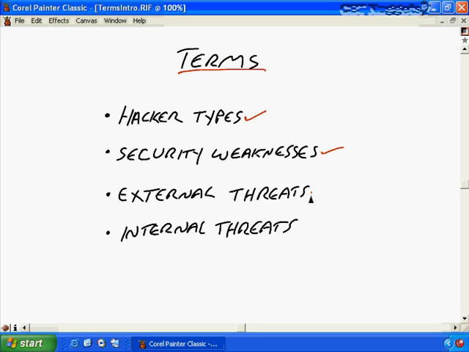We'll also take a look at external threats, and from the perspective of a certified ethical hacker, what role do you play when you're trying to attack a company, again, of course, with its permission? What role do you play when you're making an external attack? Or what role would you play when you're performing an internal attack on a network as well?